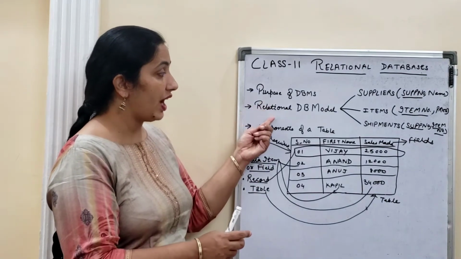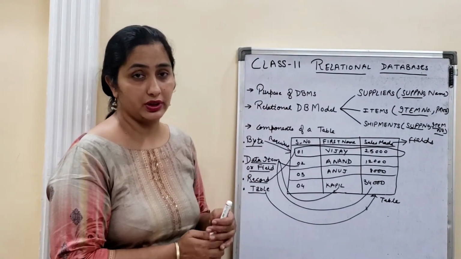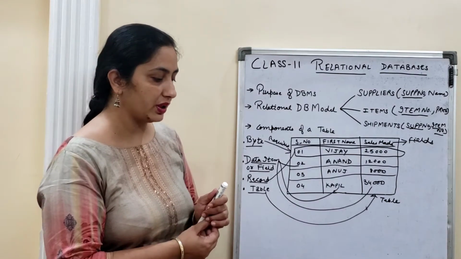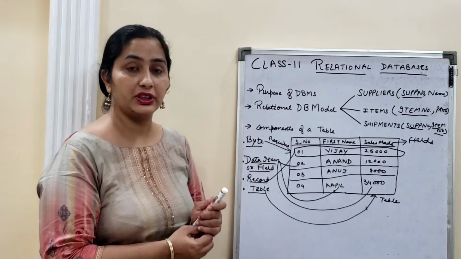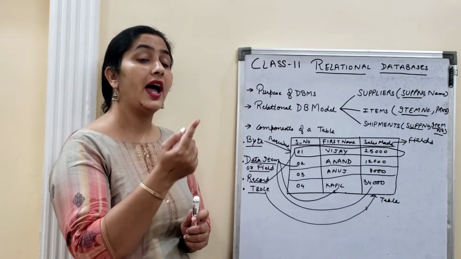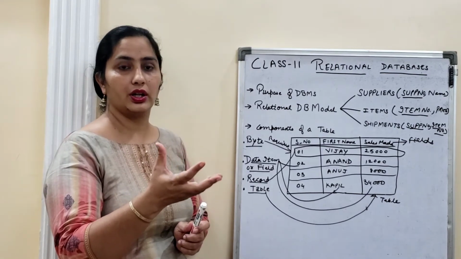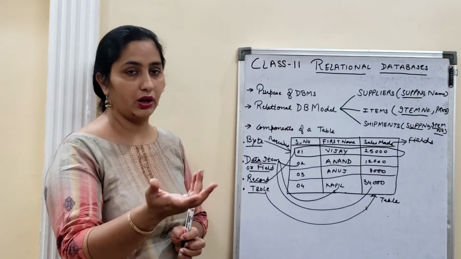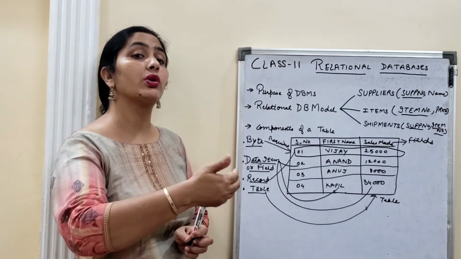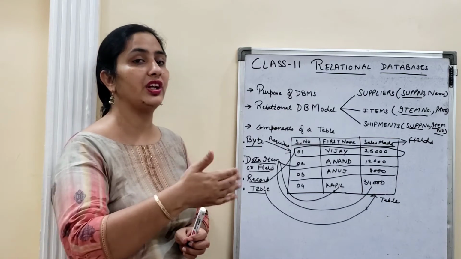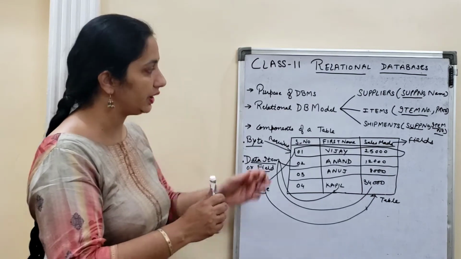Now in this we have the relational database model. The relational database model means it is not possible that we have only one table in which all the fields are interrelated to each other. We may need more than one table in which those fields are interdependent upon each other. Let me show you.